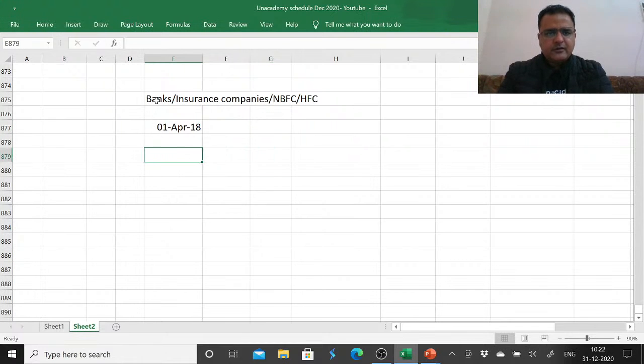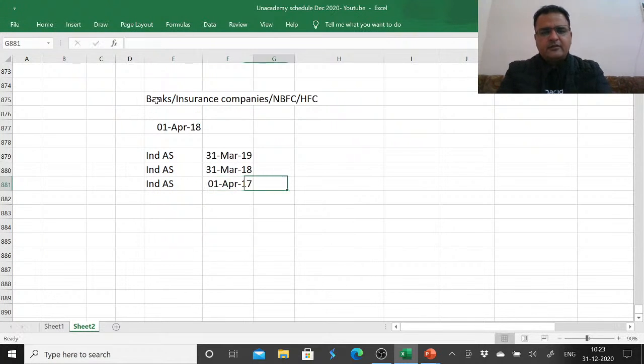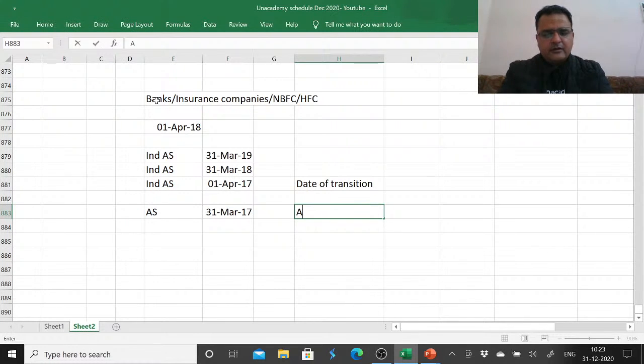That means Ind AS balance sheet was supposed to be presented on 31st March 2019 for them. The comparative Ind AS of 31st March 2018 for them, and the Ind AS date of transition is 1st April 2017 for them, and the balance sheet which was converted was of 31st March 2017, which was based on AS. Apply Ind AS 101 on it, first time adoption of Ind AS.